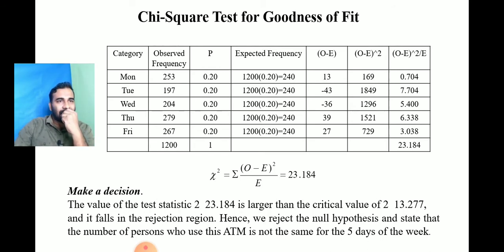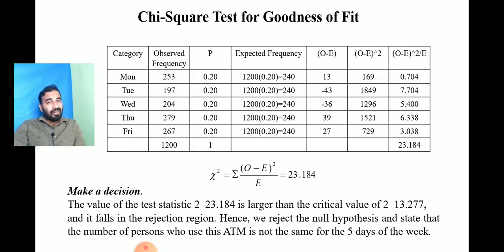Then what we have to do is divide these by the expected frequency. So what will you get? In the first case you will get 169 divided by 240, which is 0.704. The next ones are 7.704, 5.4, 6.3 and 3.03. What is the total value? The total is 23.184. This is our chi-square test value.